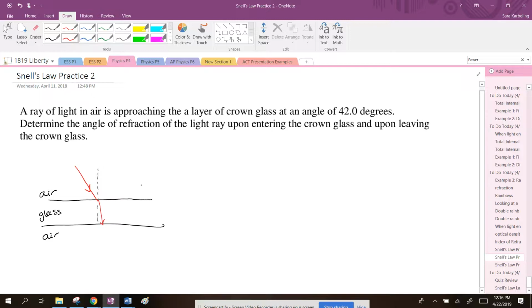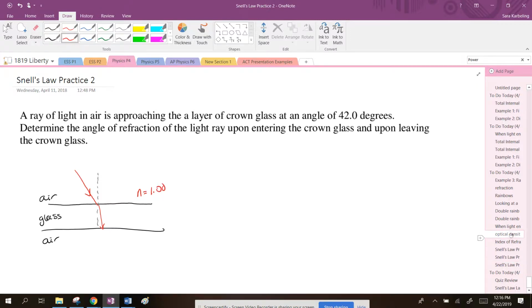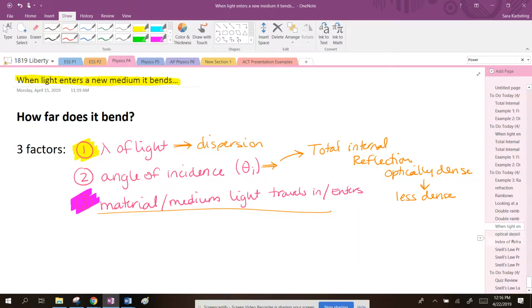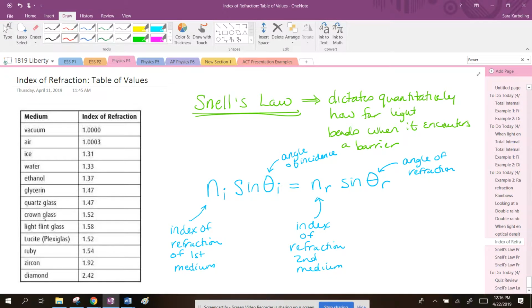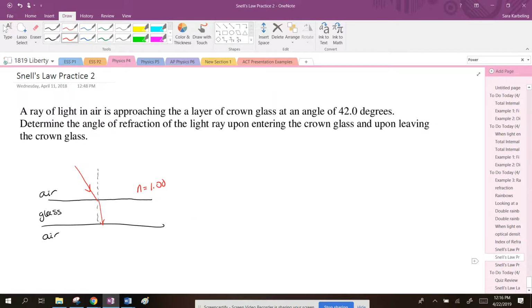Okay? So I'm going to go ahead and write down my indices of refraction. This is n equals 1. And crown glass, I'm sure I've got a list here somewhere. There it is. Crown glass, n equals 1.52. Then I've got n equals 1 again. And so we want to know the angle of refraction when it goes into the glass. And then, oh my gosh, it's a multiple parts question, because then it's going to bend when it leaves the glass and goes into air. It's going to bend which way? Away or toward the normal? Away, right?